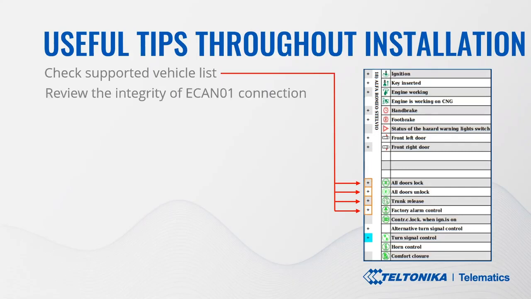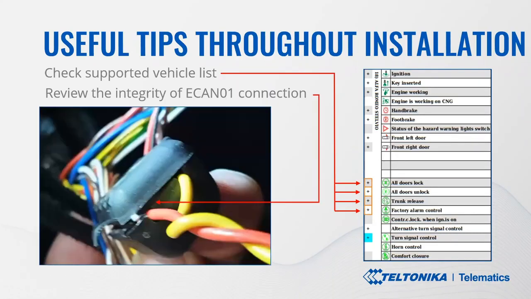Also, I think an important step is always to double check the integrity of the eCAN connection. So here is an example of a bad connection: bad clipping, the casing is not fully closed. It means that wires may move while the vehicle is moving. This will result in times where some or all of the data will be missing. Therefore, you must make sure that the eCAN is always firmly clipped as provided per instructions.